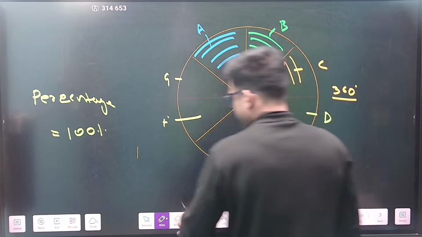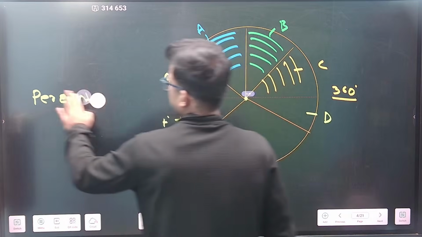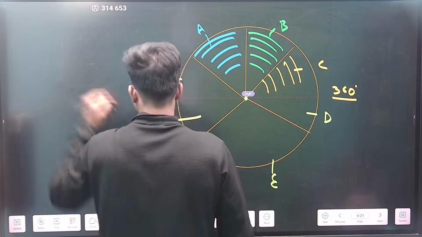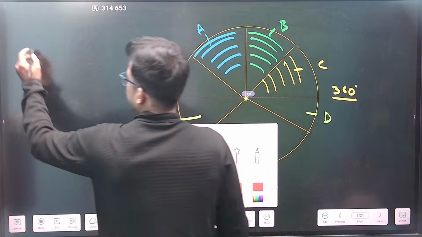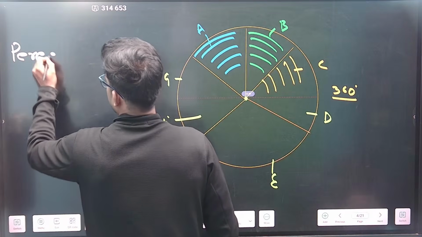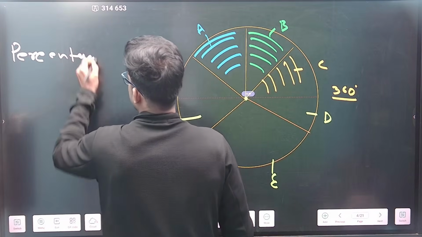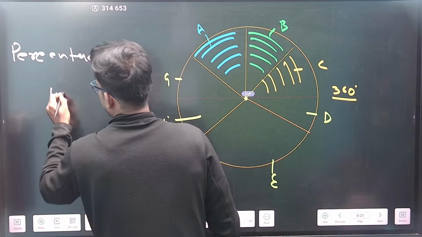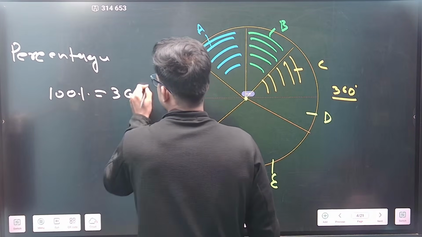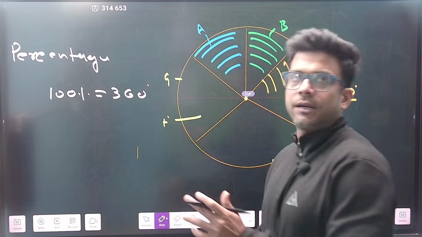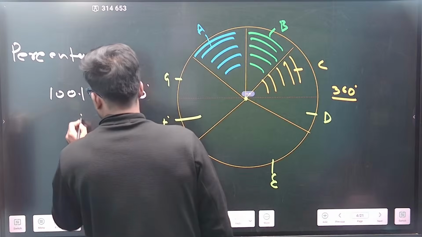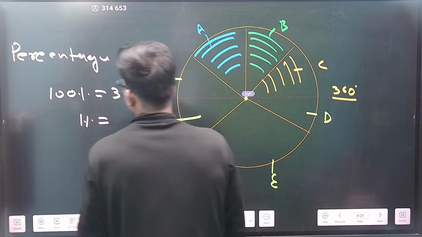Now from here, let me just erase it and then make you understand. See, if everything is in terms of percentage, then I can say that 100% is equal to 360 degrees, correct? 100% would be equal to 360 degrees. Then 1% would be how much?